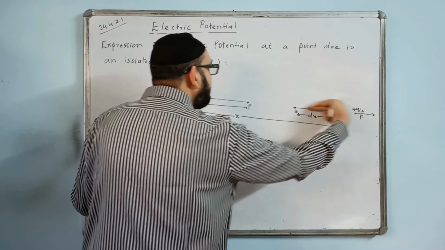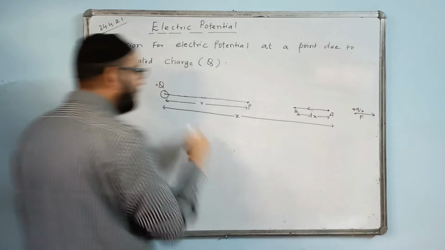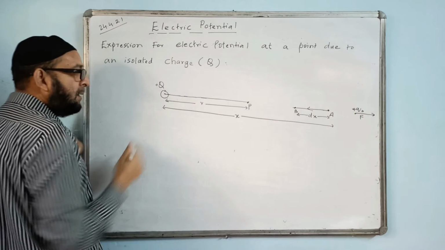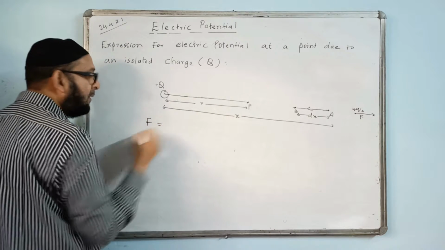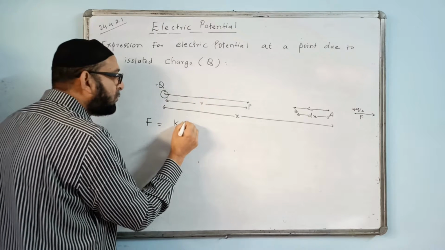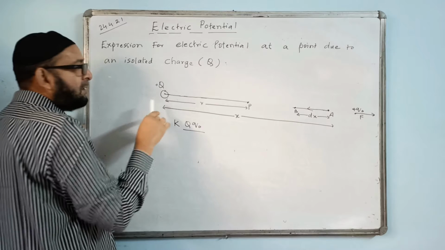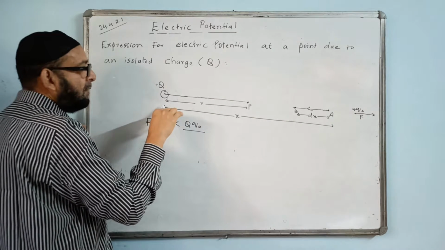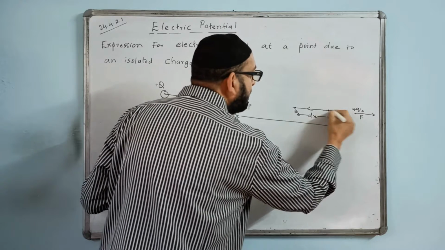The plus q naught is moving in this direction to bring it up to the point P, whose distance is r. This is a general distance x. I first write the formula for F. We know that F is k q1 q2 by r square, that is q naught by the distance. What is the distance?